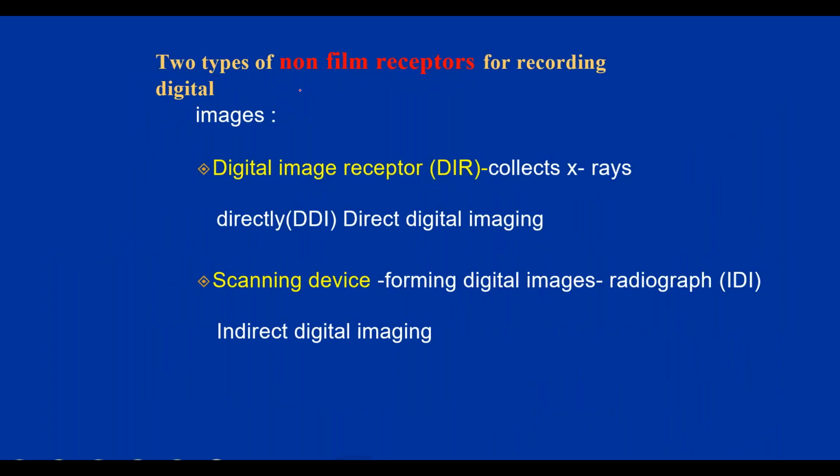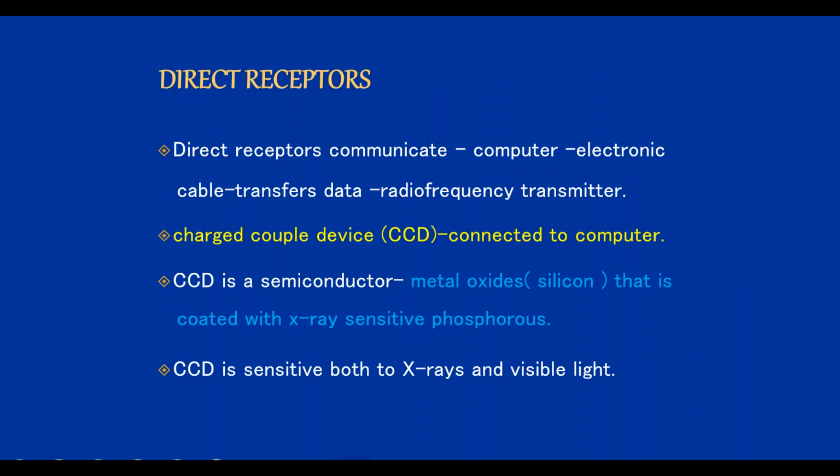Two types of non-film sensors or receptors are there. One is your digital image receptor, the other is your PSPs. Digital image receptors, which include your charge-coupled devices, are connected to the computer. This is actually a semiconductor. They consist of silicon oxides coated with X-ray sensitive phosphorus. CCD is sensitive both to X-rays as well as visible light.